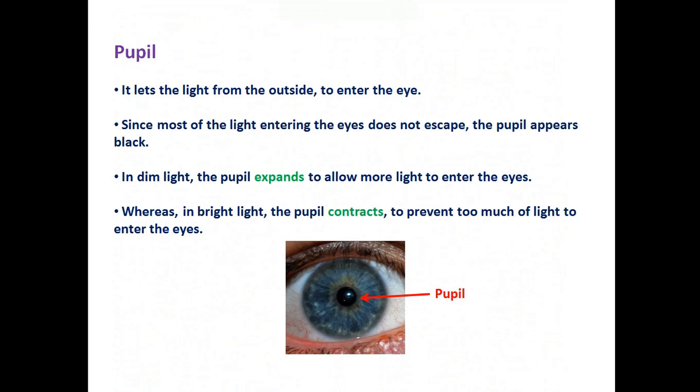Pupil. It lets the light from the outside enter the eye. Since most of the light entering the eyes does not escape, the pupil appears black. In dim light, the pupil expands to allow more light to enter the eyes. Whereas in bright light, the pupil contracts, to prevent too much light from entering the eyes.